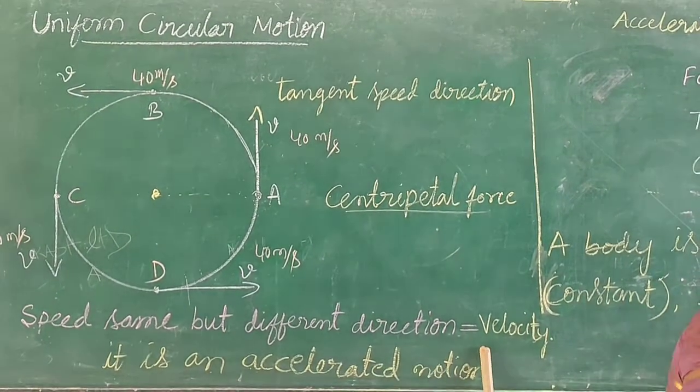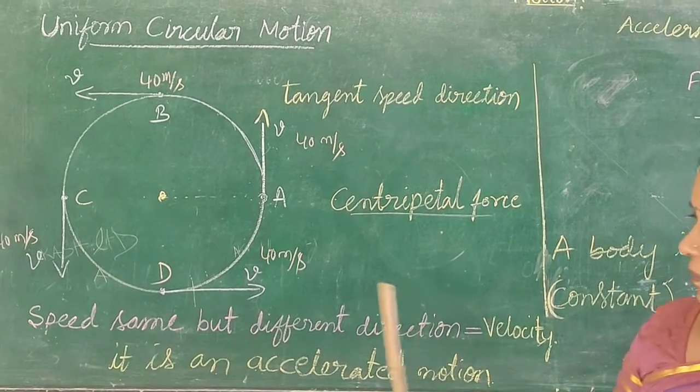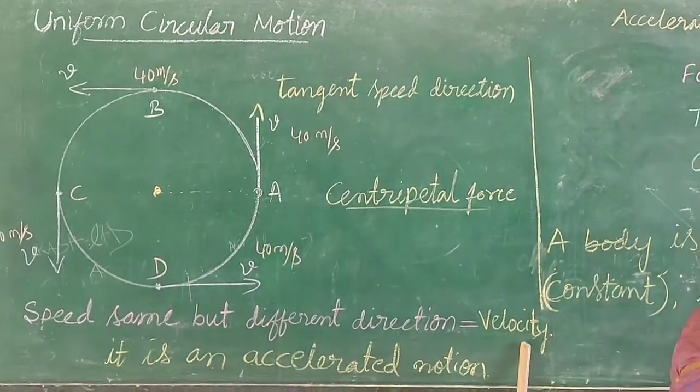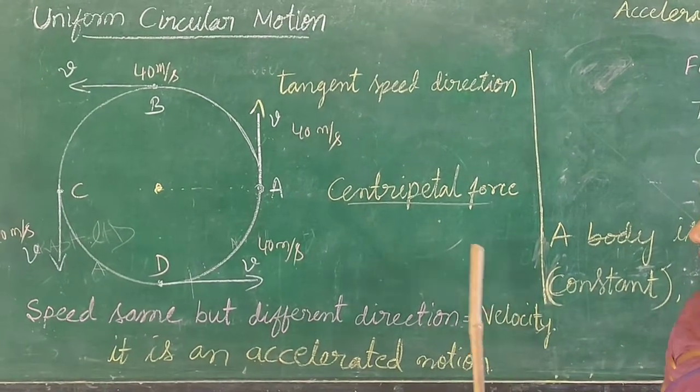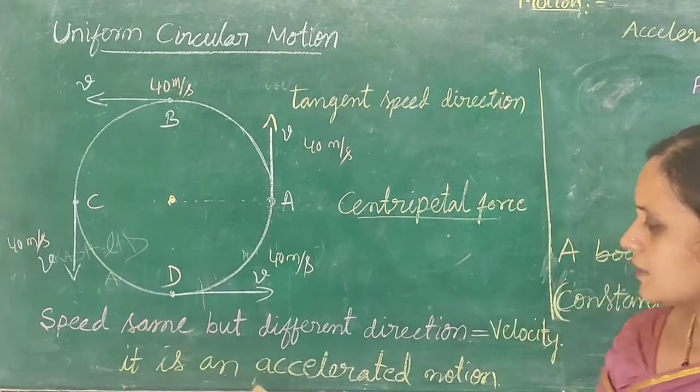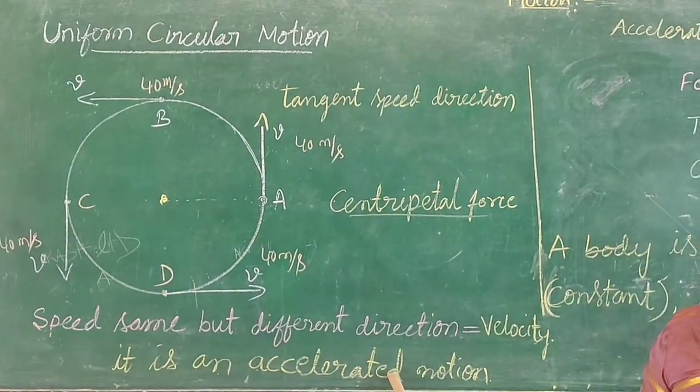That is called velocity. Speed with its direction is nothing but velocity. So here the velocity is in a different direction. It is called an accelerated motion.